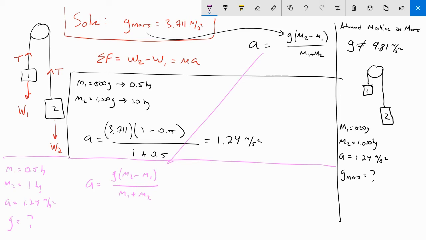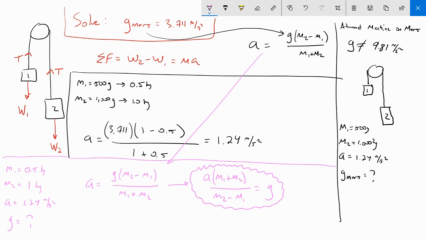So I'm going to rework this to get g by itself, and I'm probably just going to do that all in one step to save some space. It's basically just going to flip-flop this. I'm going to have a times (m1 plus m2) divided by (m2 minus m1), and this is now equal to g. This is going to be my new equation to solve for g. Take a moment to work out that math if you need to. Maybe pause the video.